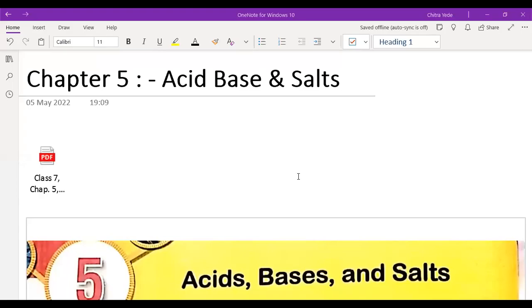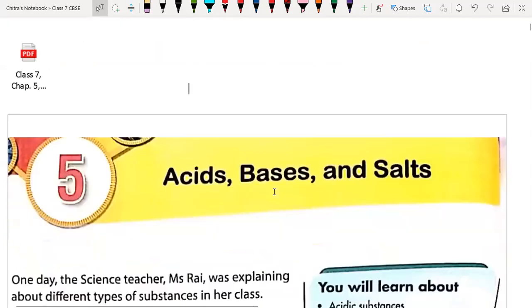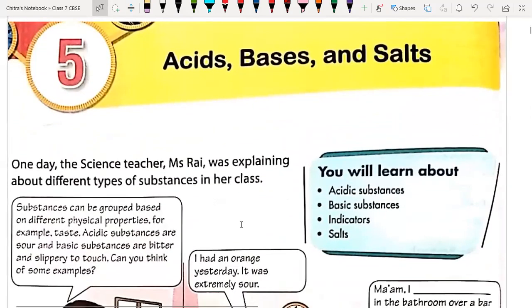Hello everyone. Today we are going to start the new chapter, which is acid, base and salt, of our science syllabus. We have already gone through the basics of acid, base and salt in the last class. What are acids, what are bases and what are salts.